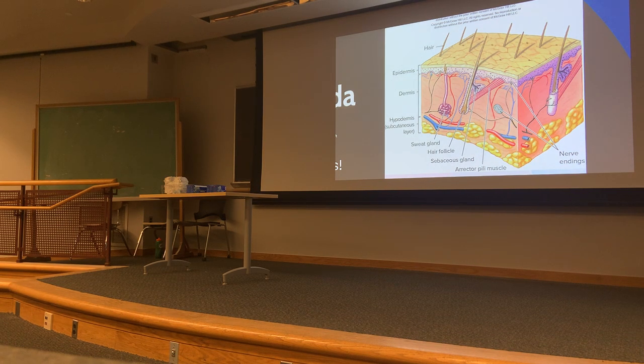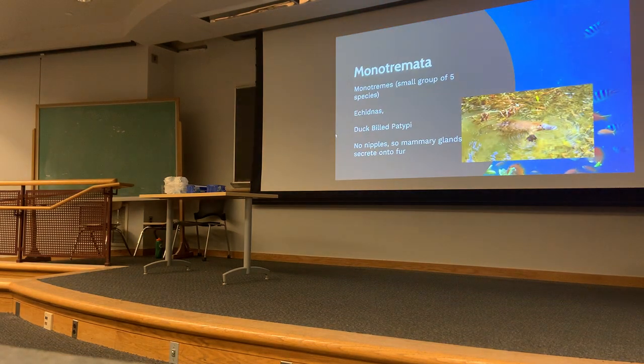I already talked about glands, so this picture is just to show that we do have a very unique dermal layer that allows us to type. So the first group of mammals that we're going to talk about are monotremes.